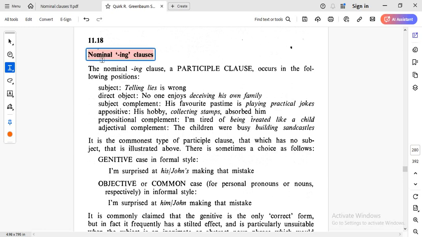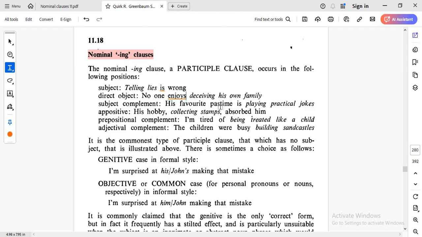The last type of nominal clauses in this book, nominal ing clauses. Telling lies is wrong. Here, telling lies, this is the nominal ing clause, is the main verb to be, and wrong is a subject complement. Direct object, no one enjoys deceiving his own family. So no one subject, enjoys as a verb. Deceiving his own family, this is what? This is a direct object after the verb enjoys.